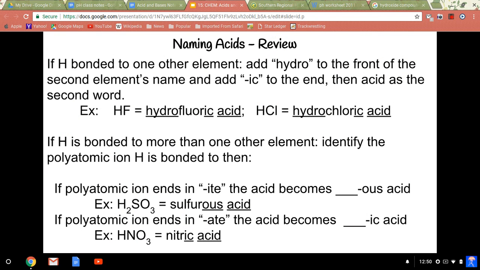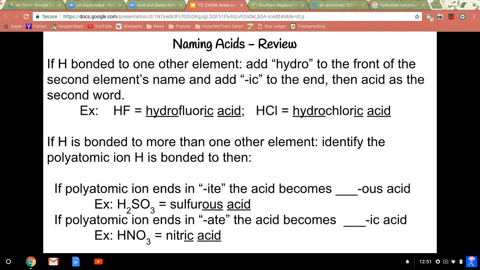Speaking of acids, let's go back to our nomenclature unit. So we're going back to the beginning of the year when we had to name acids. So remember, all acids start with H, and if it's bonded to just one other thing, that's when you add the prefix hydro, so just one other element, prefix hydro, and it gets an ic ending with acid at the end. So for HF, F is just fluorine, it's not a polyatomic, so it becomes hydrofluoric acid.